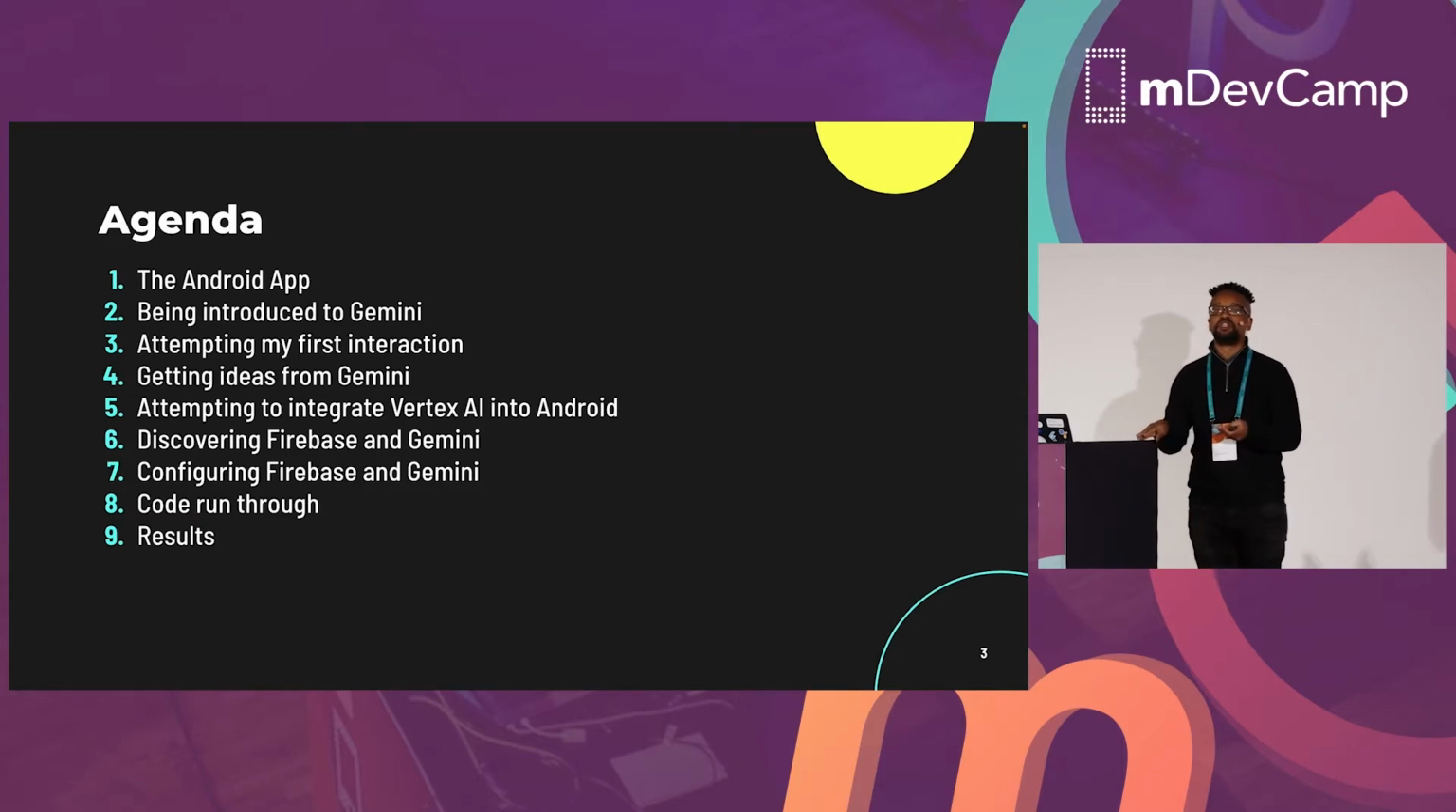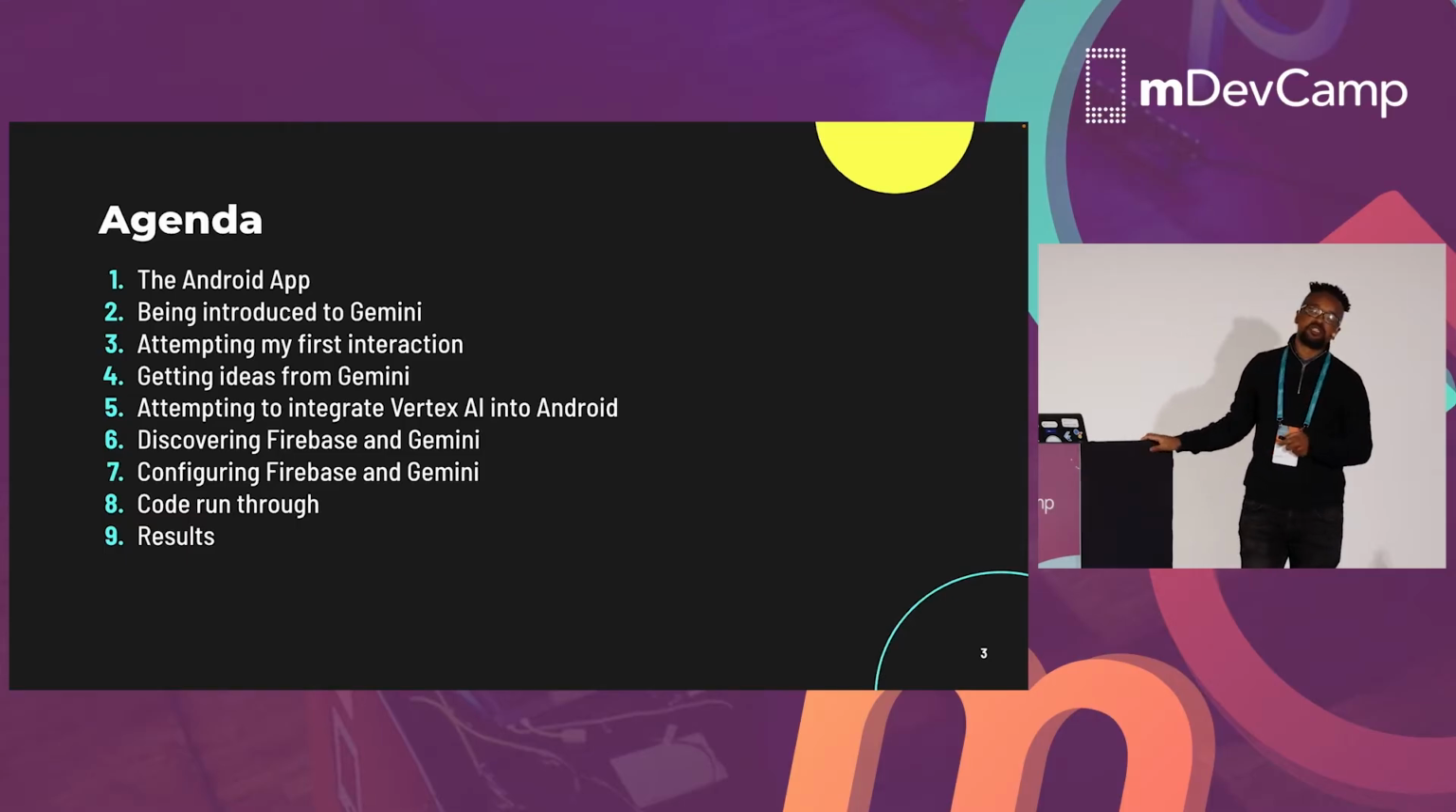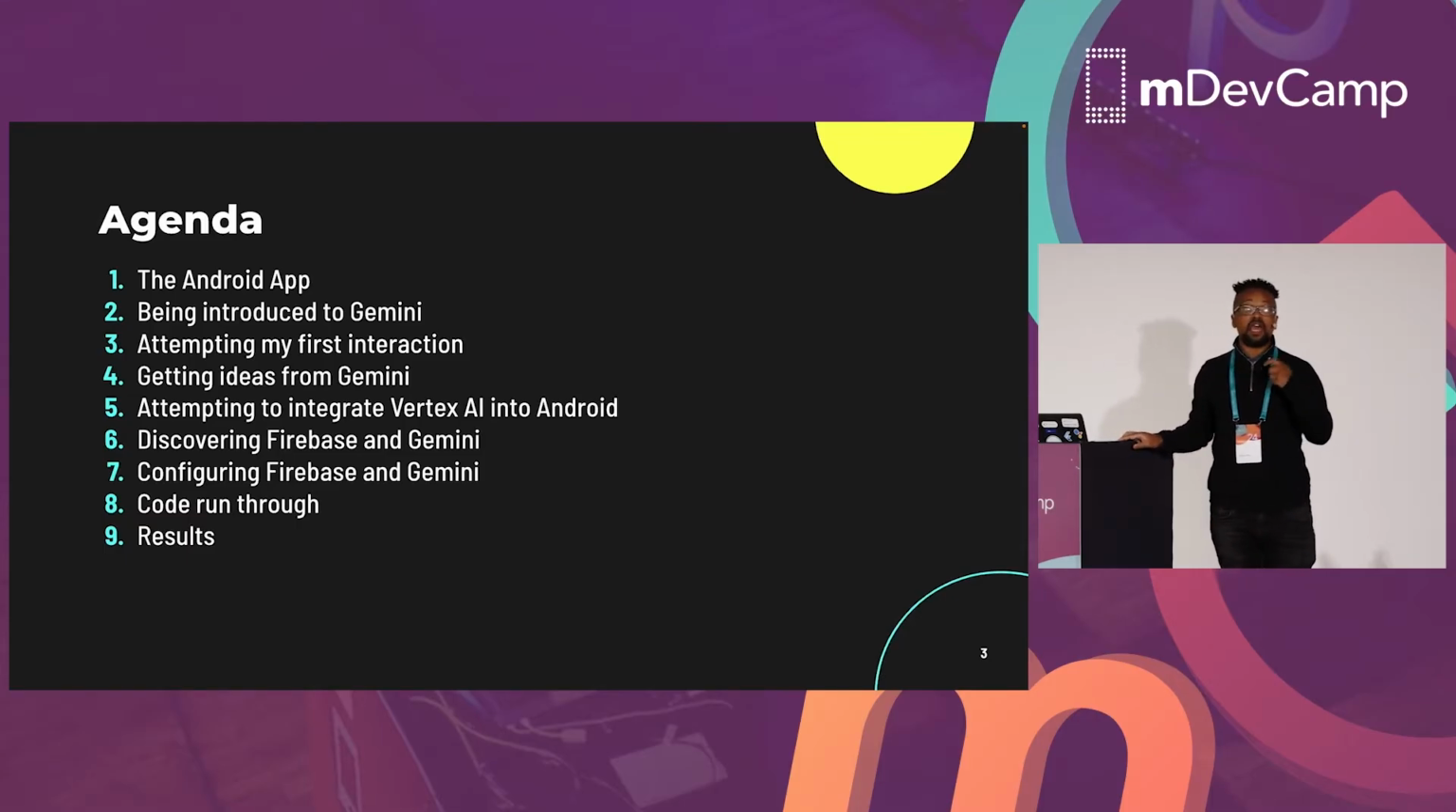And the agenda for today, so basically an overview here, is that this is going to be me taking you on a journey of how I managed to integrate generative AI into my Android app. Now, this particular journey had some challenges along the way, and the whole point of this talk is to walk you through those challenges, how I overcame them, and how I was actually able to eventually integrate generative AI into my app. And hopefully you'll be able to do the same too.